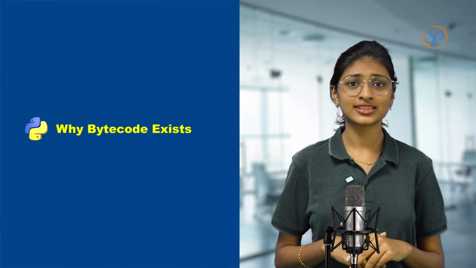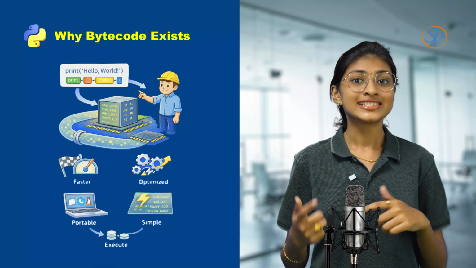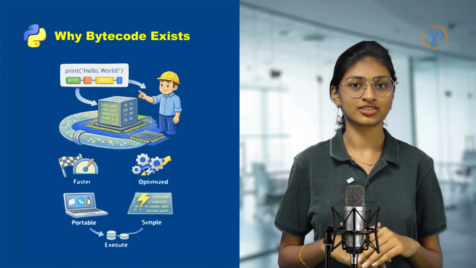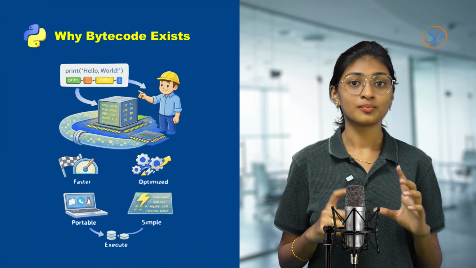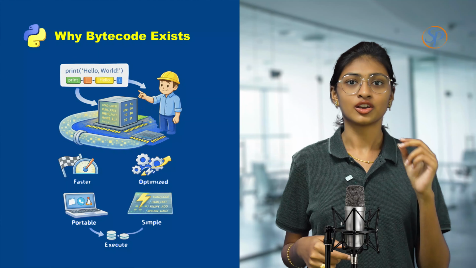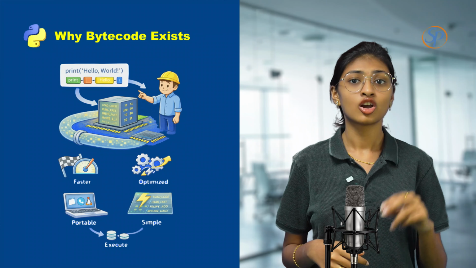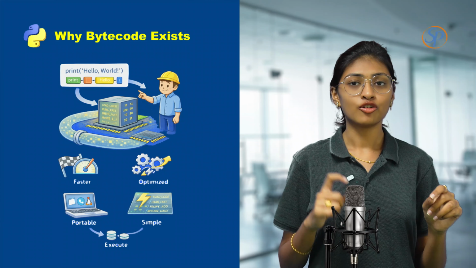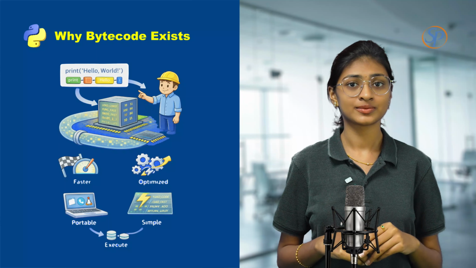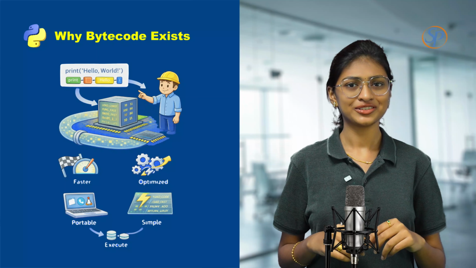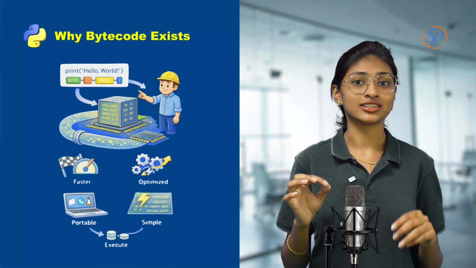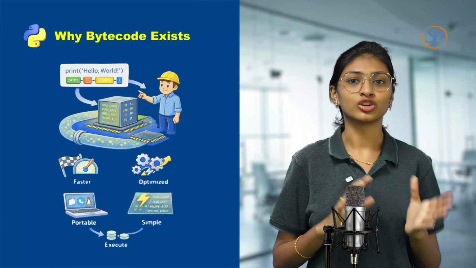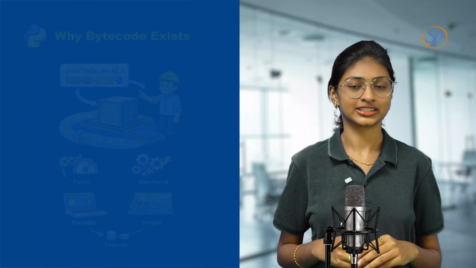Why bytecode exists? Bytecode sits between human-readable code and hardware-level instructions. It exists because it is faster than pure interpretation, portable across operating systems, easier for the PVM to optimize, simpler to execute, a universal internal format. It is one of the main reasons Python is both flexible and efficient.